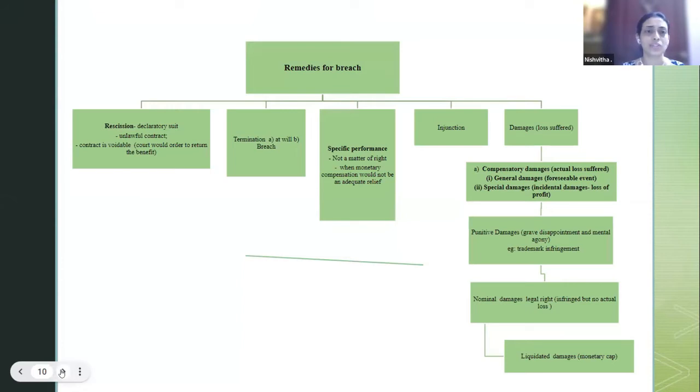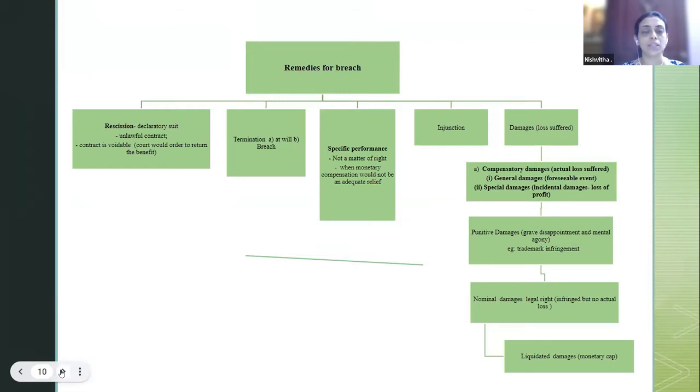That is rescission. Or you have entered into a voidable contract, which both of you thought was a valid contract, but it is avoidable in nature. Under that circumstance also, you can file an application before the court and you can get your rescission order.